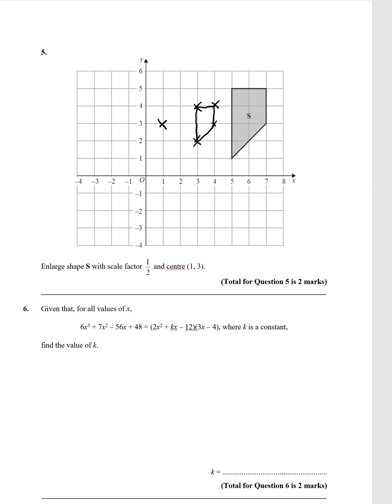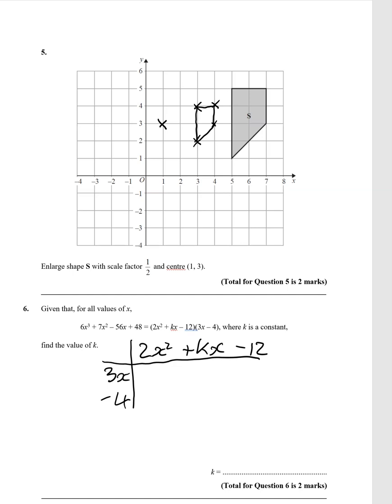Question 6. Given that for all values of x, that lot is equal to that lot, where k is a constant. Find the value of k. Right, okay, so basically if we do that times that, we get that. So I'm just going to do a little multiplication grid to see if we can work out this value of k. So I've got 2x squared plus kx minus 12, and I'm going to multiply it by 3x minus 4.